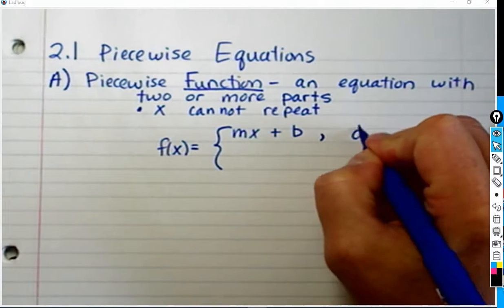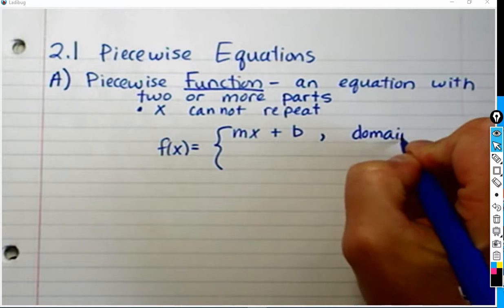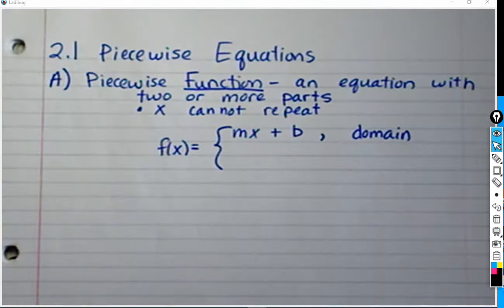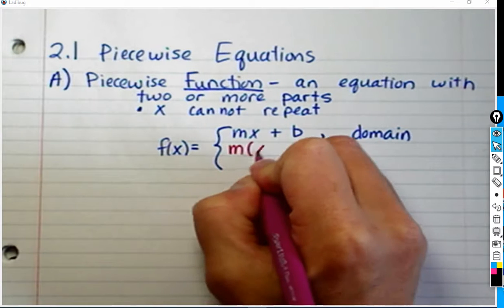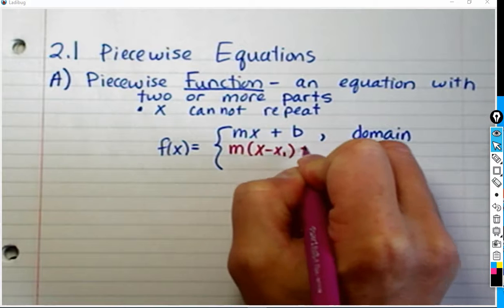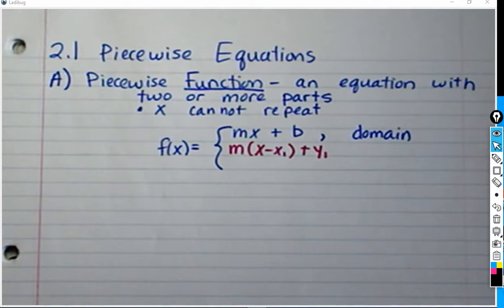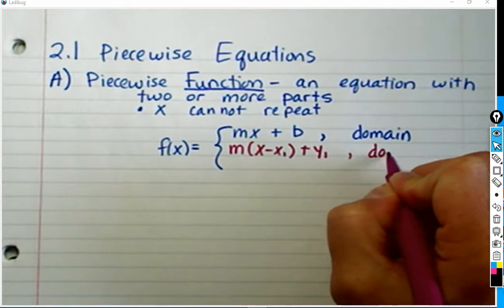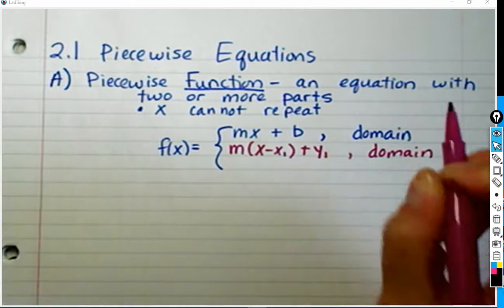And then I'm going to write domain. This is the domain of that line. It's only part of a line. It could be a ray. It could be a line segment. Okay? So I'm going to switch colors. Then maybe I have something written in point slope form. Notice that it's the red part there. I solved for y, so I moved that y1 to the other side, comma, domain.